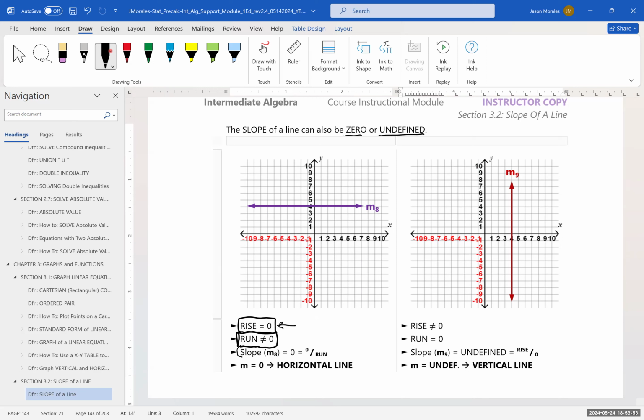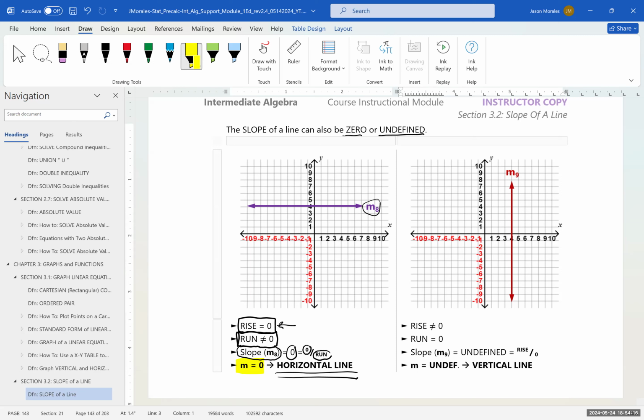When we think of the slope of this line, line number 8, it has a rise of 0 and a run of some number. And so that's just going to be 0 divided by a number. That gives us a slope of 0. So all horizontal lines will have a slope of 0.